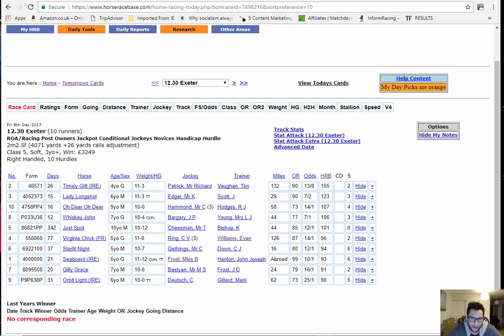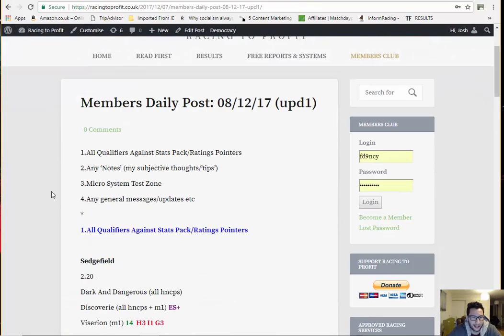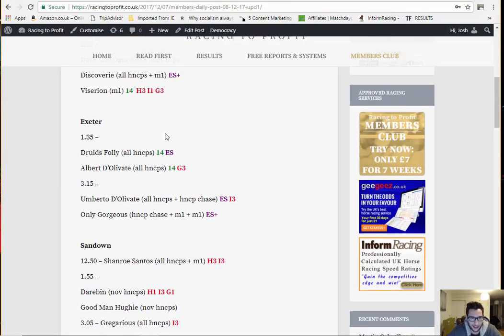One of you is off to Exeter on Friday, and you asked me to take a look at the card and see if I have any thoughts, which I'm always happy to do. There are a few qualifiers in Friday's members post for Exeter, as you can see there, and they might be of some use. I've yet to have a look at them and see if they've got three legs or any chance whatsoever, so we'll have a look at some point, probably Friday morning.